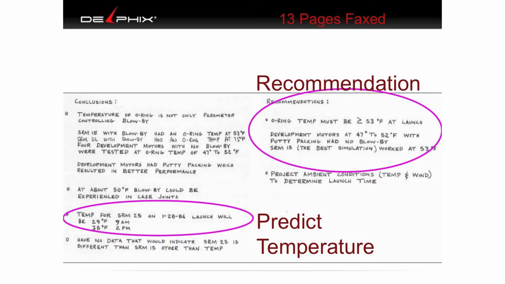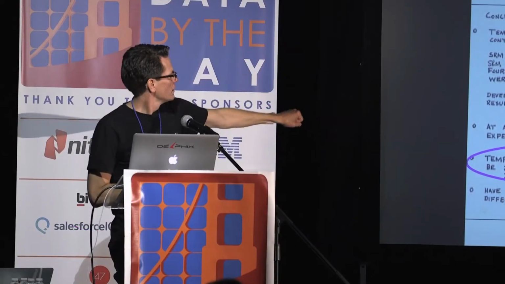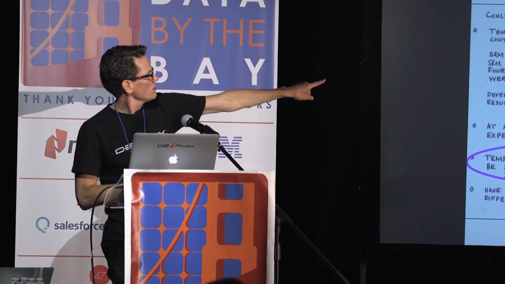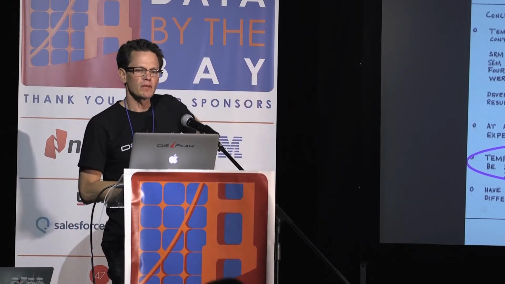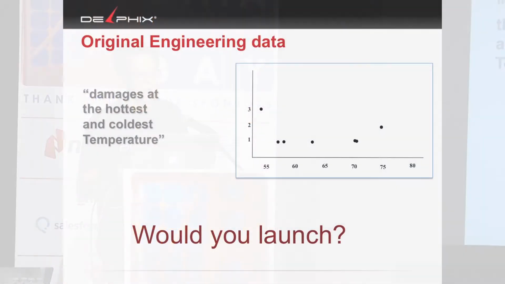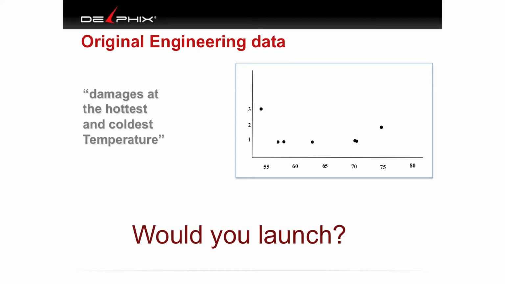But the engineers were clear. This is their final summary recommendation. The predicted temperature for the next day was 29 to 38 degrees Fahrenheit. On the top right, they say, do not launch unless it's greater than or equal to 53 degrees Fahrenheit. Now, this is where Tufte comes in. So Tufte took the data, the damage data, and graphed it. So this didn't happen that night.